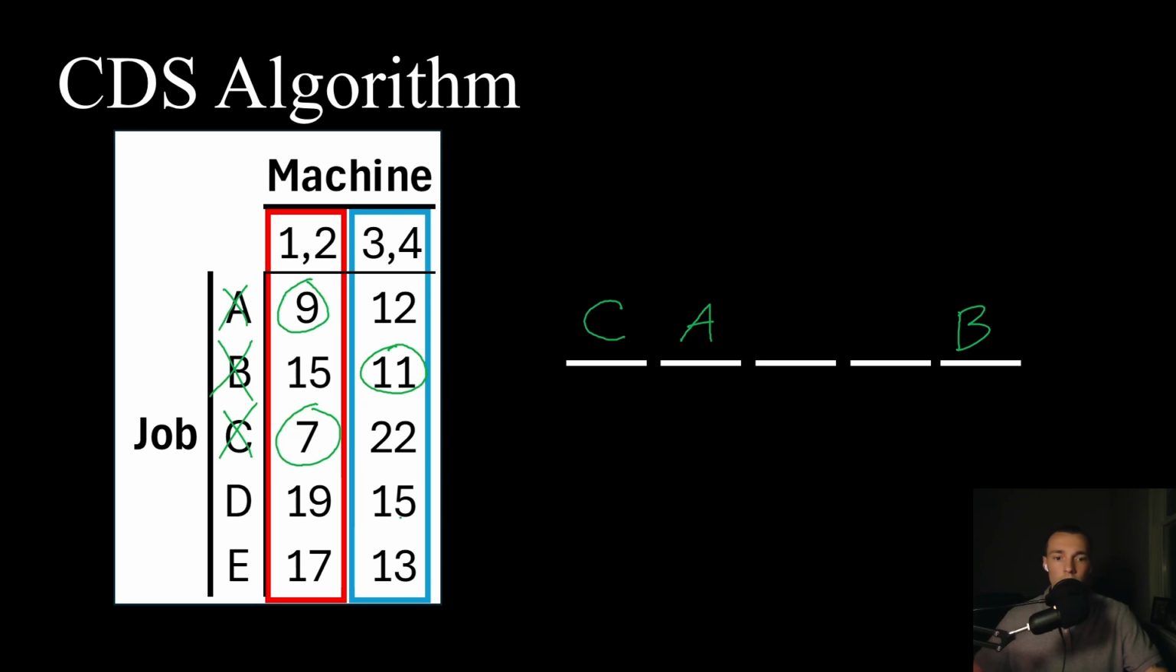And now this process continues. So we have 13 here. That means E is going to go last. And then our last job is D. So we're just going to fill that in. And there is our CADEB.